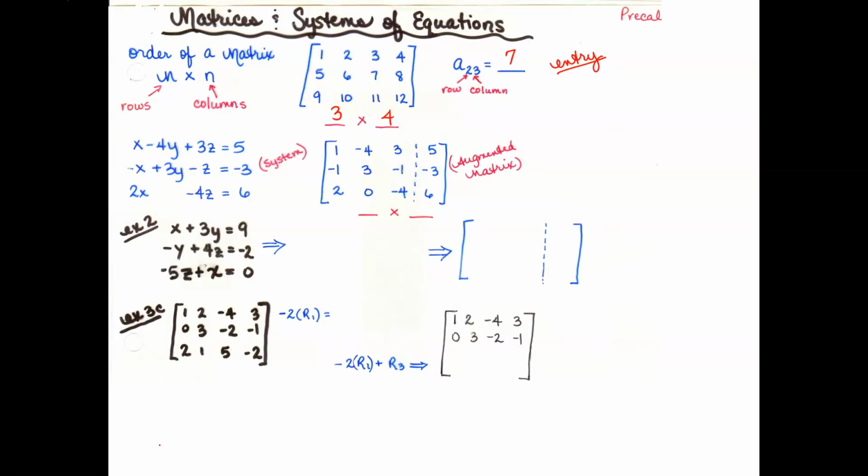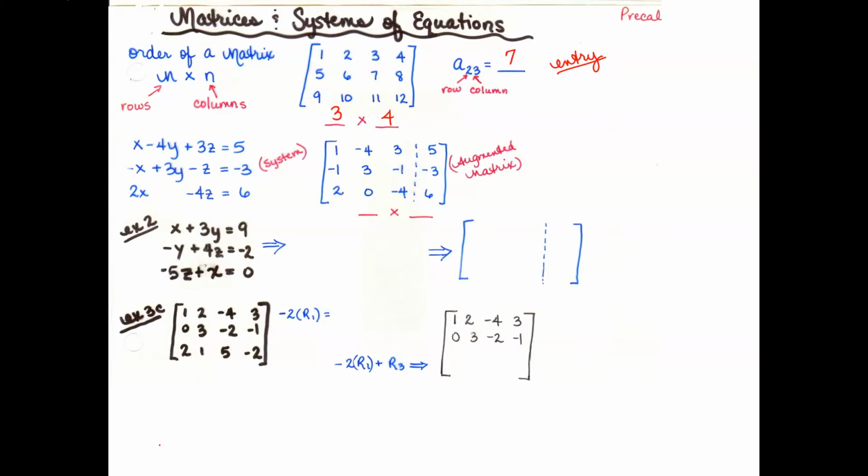Let's say that we have this system of equations right here. I could take out all the letters and just organize the numbers into a matrix. For the first equation, that would be 1, -4, 3, 5, and that is the first row of your matrix. Same thing with the second row, -1, 3, -1, -3. And then the third row: 2, there's no y value, so that's 0y, so 2, 0, -4, 6.